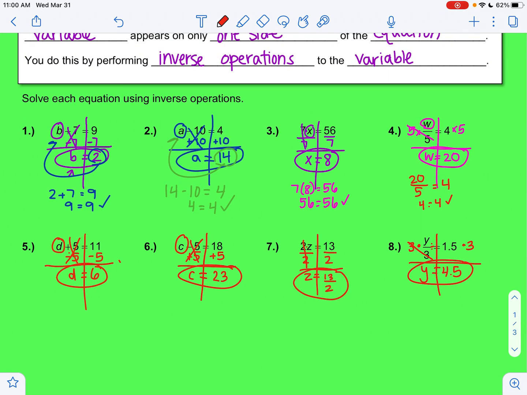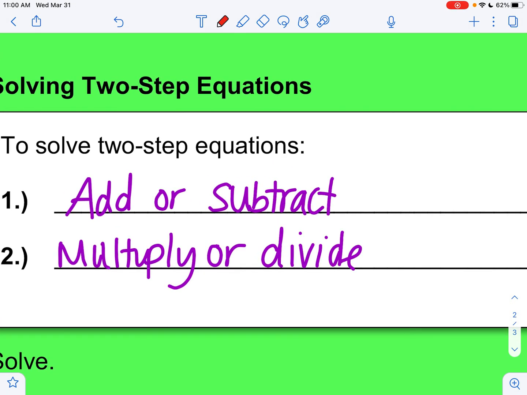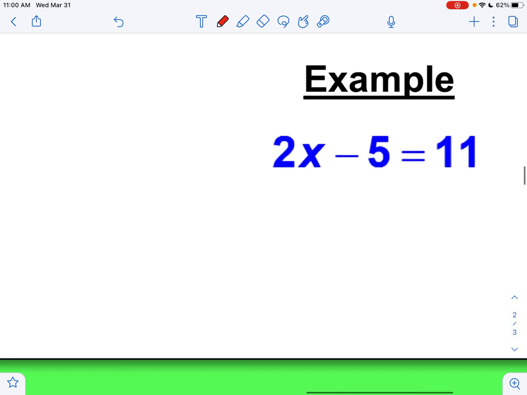Alright, so that is how we solve one-step equations. Now we're going to practice a little bit harder ones. So to solve two-step equations, here are your rules. You add or subtract first, and then you multiply or divide. Okay, so let's take a look.